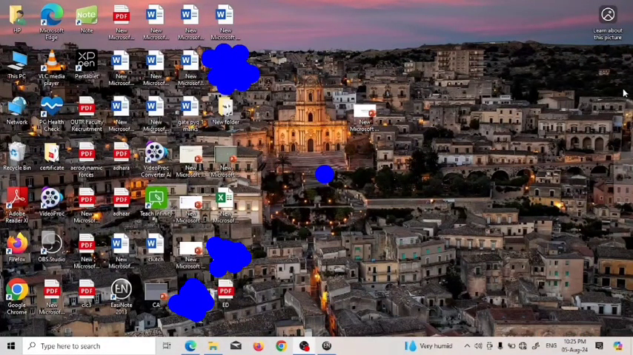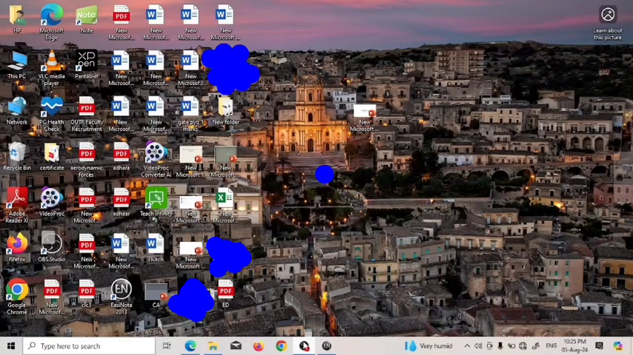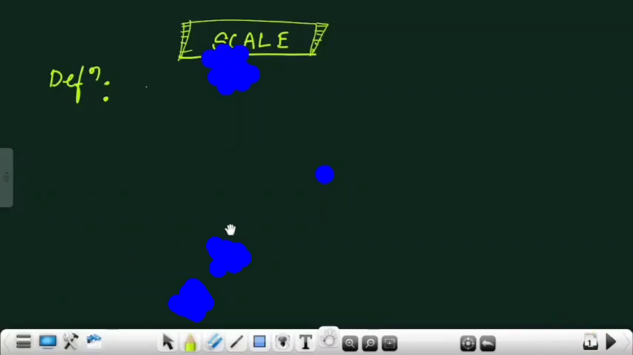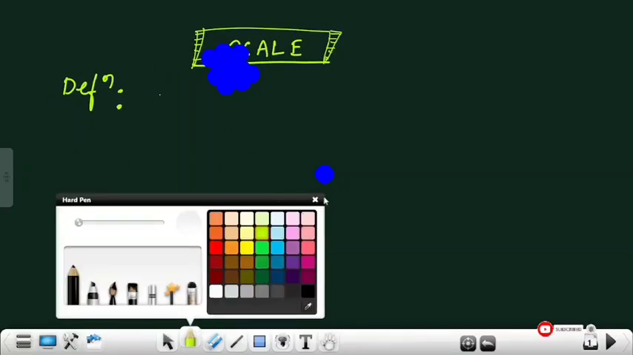In engineering drawing, the important chapter is scale. We have to start the theory portion of the scale, from the basics. It's very useful for engineering drawing, for both BTech and diploma, and also for the examination syllabus.